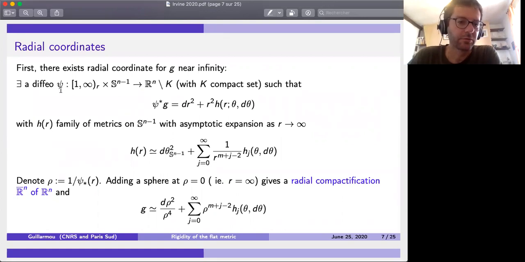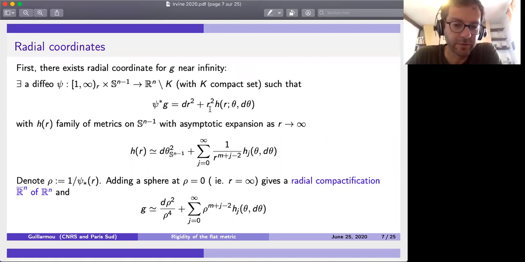So let me come to the ideas of how to approach this problem. The first thing is to find good coordinates near infinity. What we can do is to find a sort of radial coordinate adapted to the metric g. And the way I want to formulate it is that there exists a diffeomorphism from the cylinder, the half-line times the n-1 sphere, to the Euclidean space minus a compact set, which pulls back our asymptotically Euclidean metric to a metric which looks like Euclidean space.